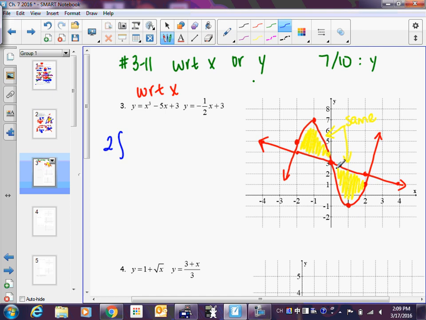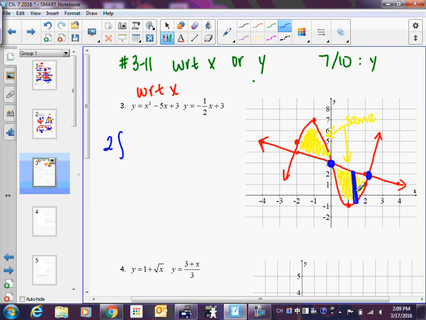And we can just do this one over here on the right. All right, we already said this is going to be with respect to x. So which type of approximating rectangle are we going to use? Horizontal or vertical? Which word sounds like it goes with x? Vertical.